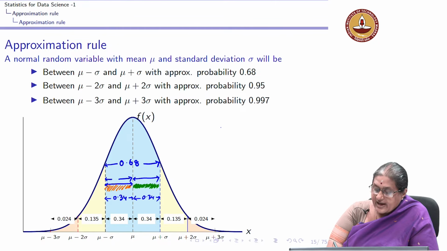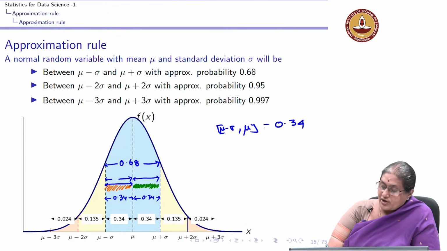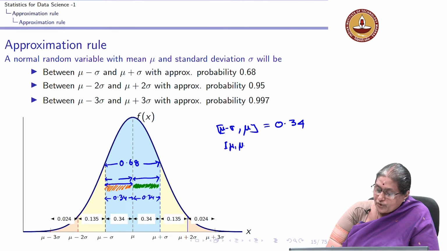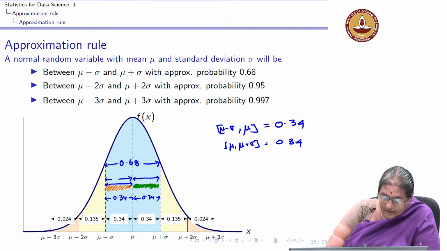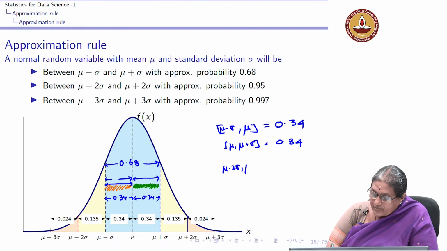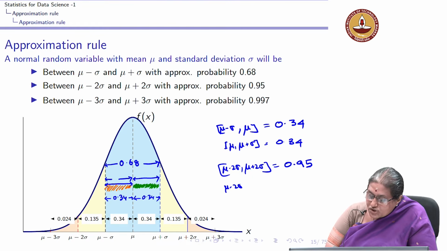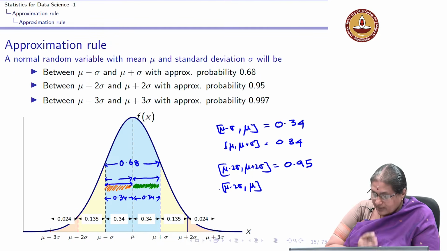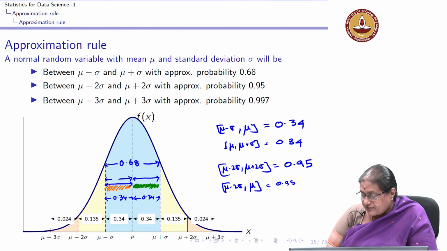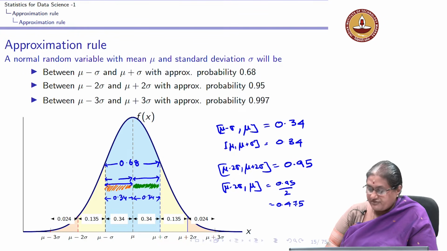In other words, between mu minus sigma to mu, I will have 0.34 proportion or probability. Between mu to mu plus sigma, I am going to have 0.34. Similarly, I know between mu minus 2 sigma to mu plus 2 sigma, I had 0.95, which says that mu minus 2 sigma to mu, again by symmetry, is going to be 0.95 by 2, which is going to be 0.475.